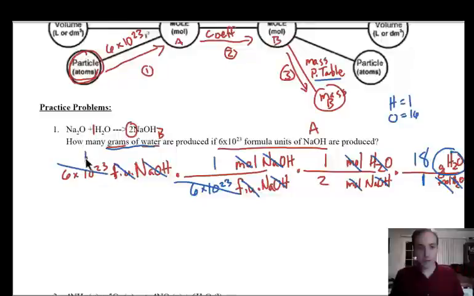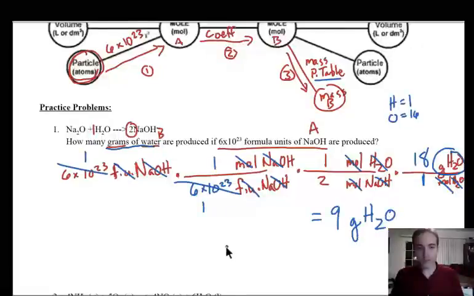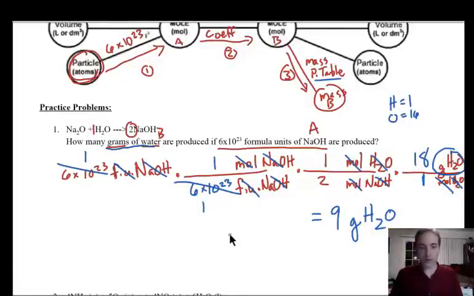So this is going to be 1 times 1 divided by 1 times 1 divided by 2, so a half essentially, times 18. So in other words, what is a half of 18? It's 9 grams of water. Okay, so that's our first practice problem.